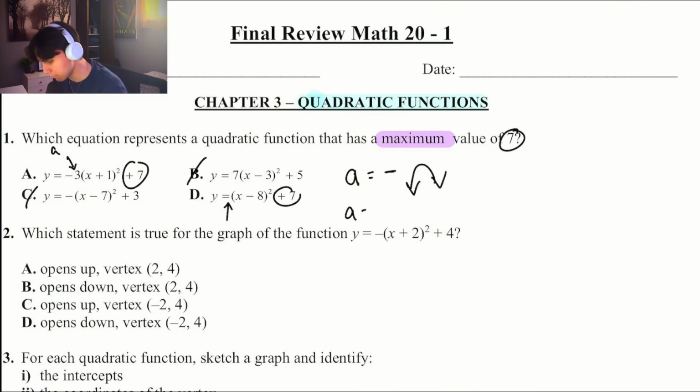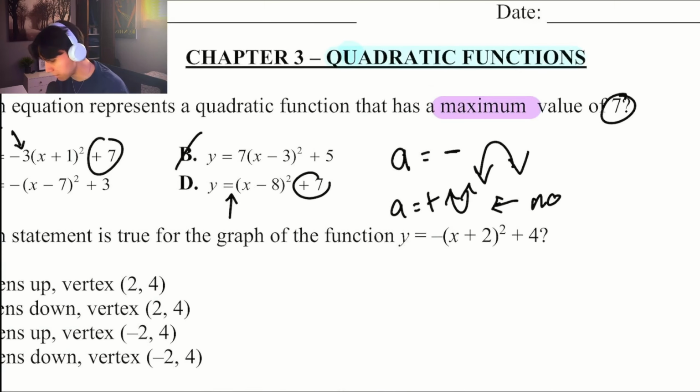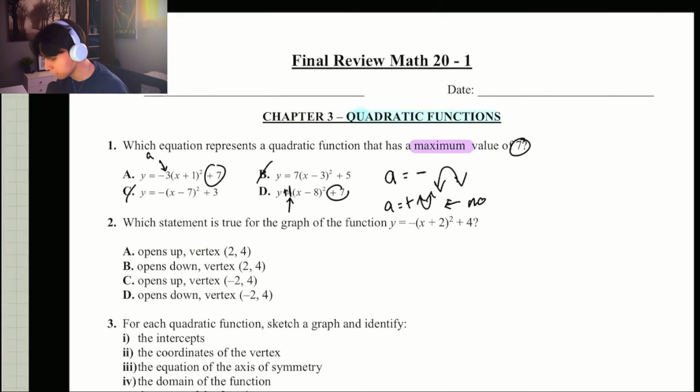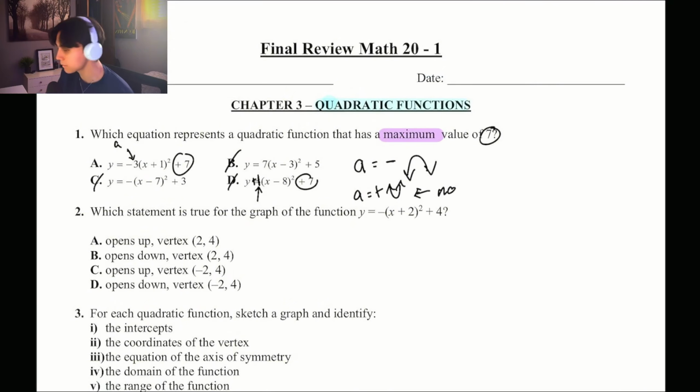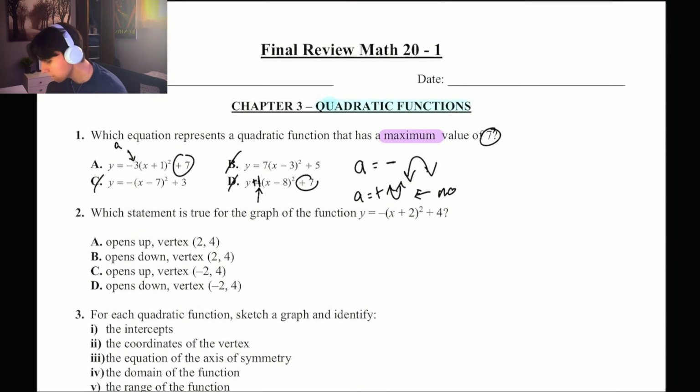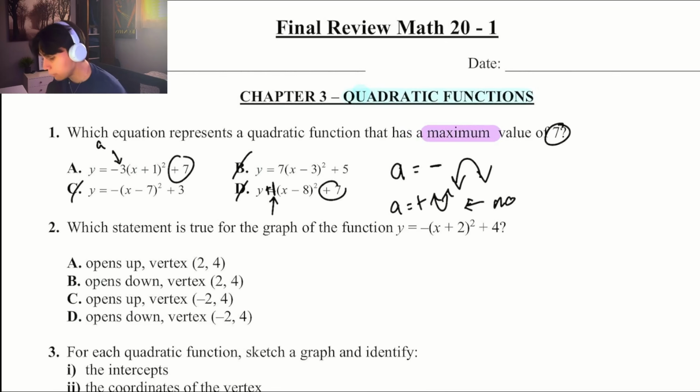And if it were positive, then our parabola would open upwards and thus have a minimum, which is not what we're looking for. So no, we don't want our a value to be positive. And since this answer right here has an invisible 1, which is positive, this answer is going to be wrong. And this is all by a process of elimination, meaning that the only equation which will give you a function that has a maximum value at 7 is going to be a.